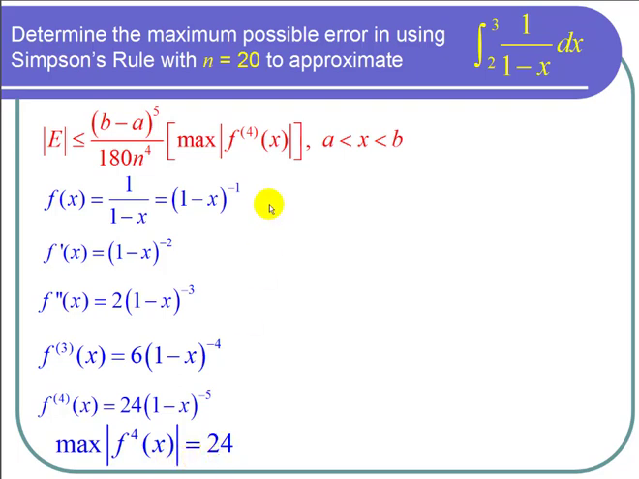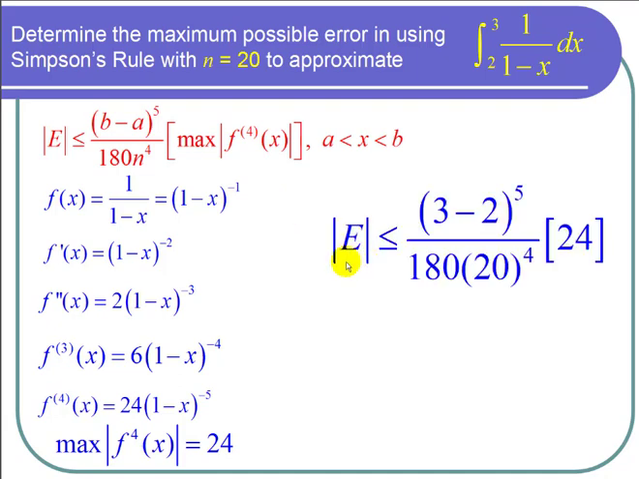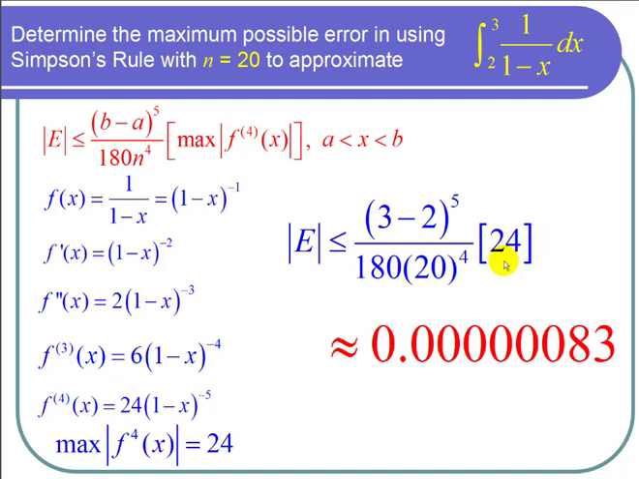Now we can plug in all our numbers. We get that the error is less than (b minus a), or 3 minus 2, to the fifth power, divided by 180 times n, or 20, to the fourth, times 24. So the last step is to just put this in a calculator, and what I got is 0.000000083. And we can see that Simpson's rule is very accurate when n is equal to 20. And I'm done with the problem.